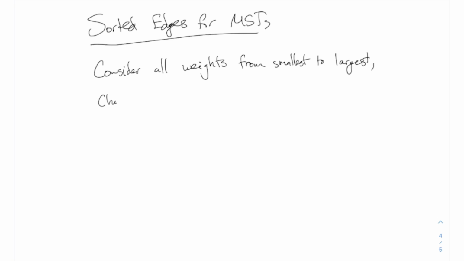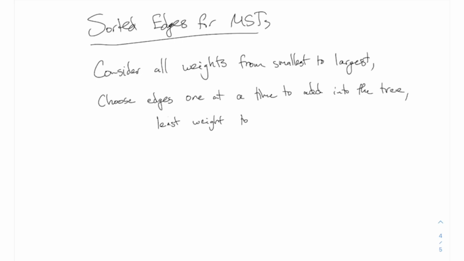And we're going to choose one edge at a time to add into the spanning tree. This is exactly like you do the sorted edges for a Hamilton circuit. Choose edges one at a time to add into the tree, and you go cheapest, or I'll just say least weight, to greatest weight. You start by adding the lower weight ones.